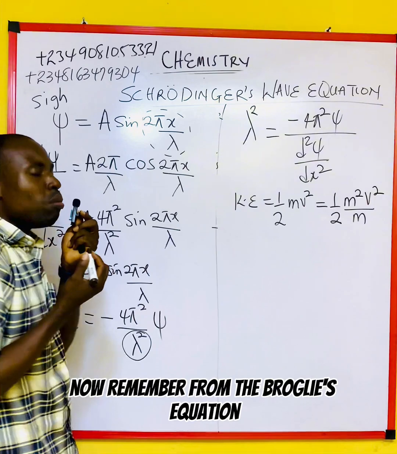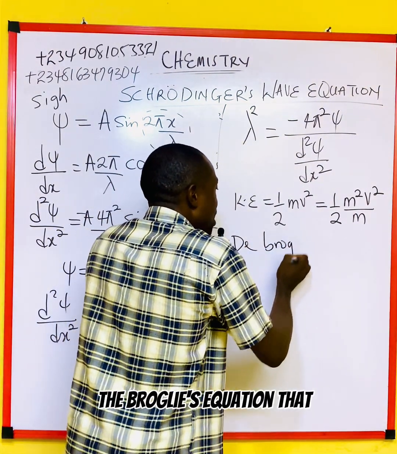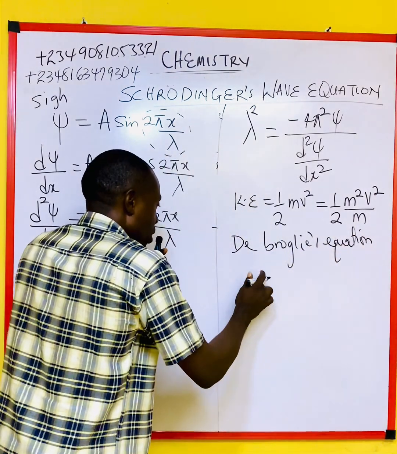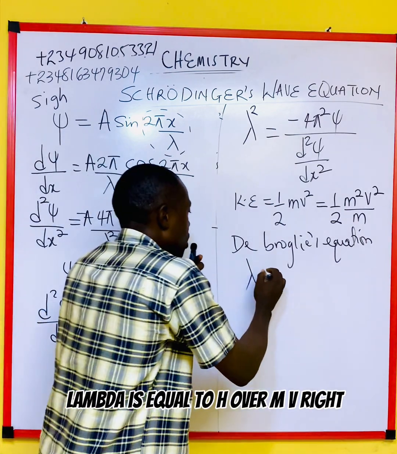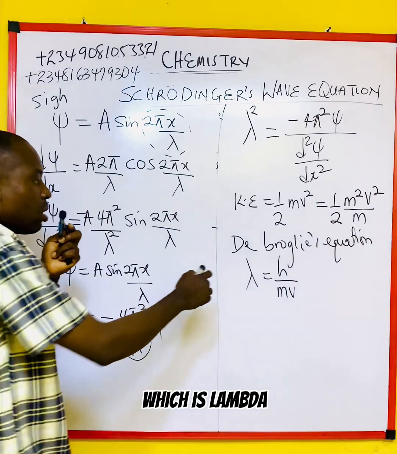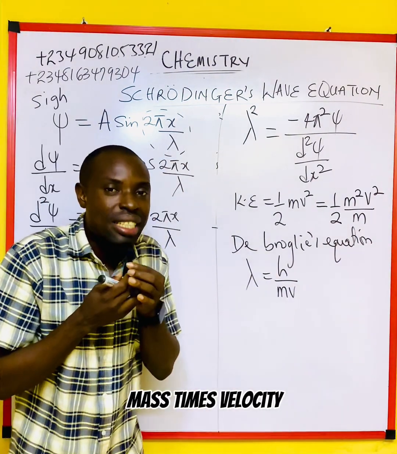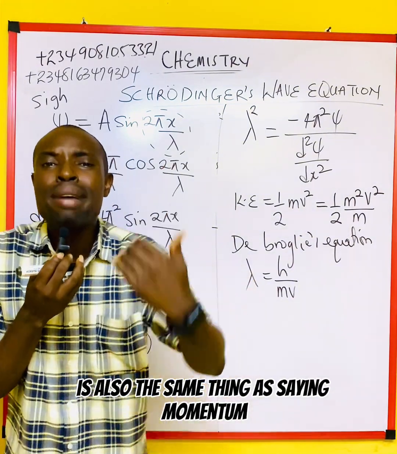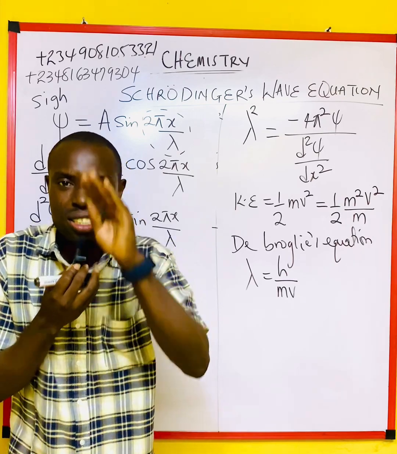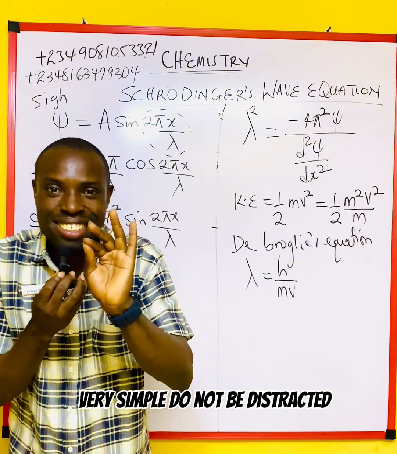Now remember, from the de Broglie equation, lambda is equal to h over mv, which is lambda is equal to Planck constant over mass times velocity. Remember that mass times velocity is also the same thing as saying momentum. Momentum is the product of mass multiplied by velocity. Is that okay now? Very, very simple. Do not be distracted.